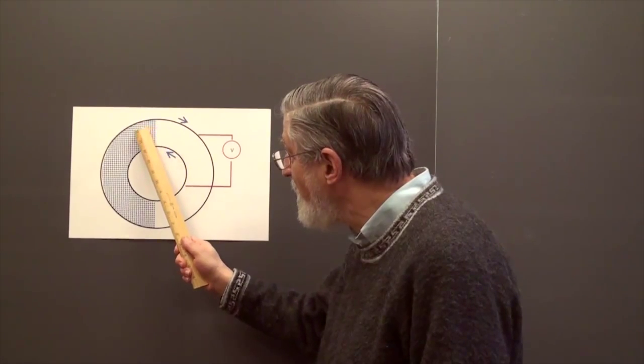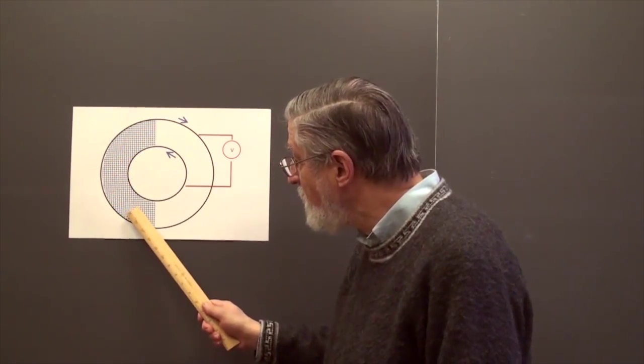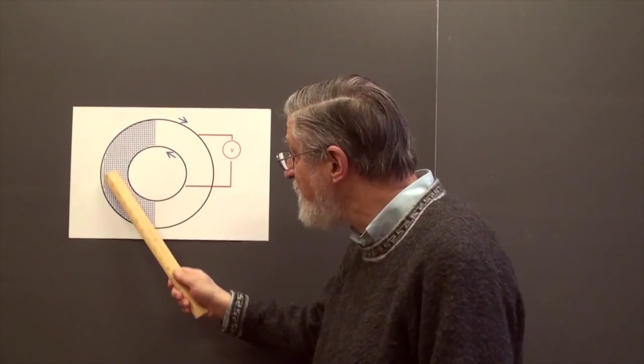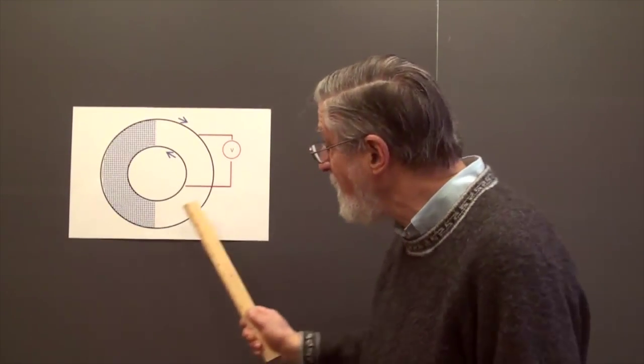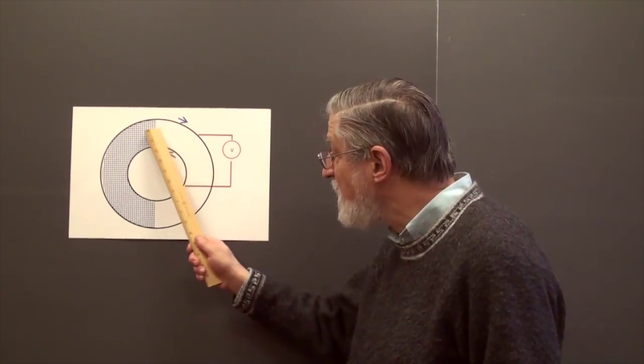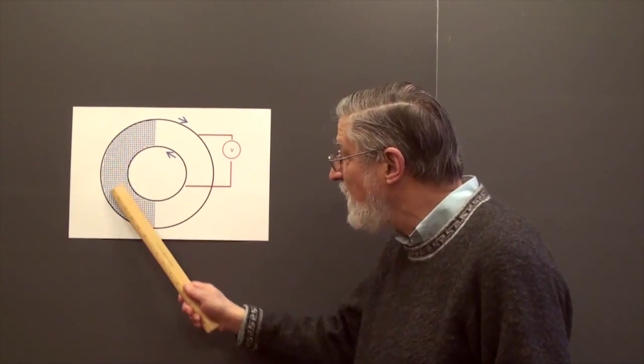What happens when this current gets to this edge? Well, if we're in equilibrium and in a steady state, we know that charge has to be conserved, so the current cannot have any divergence, and the current must be the same everywhere around this loop.